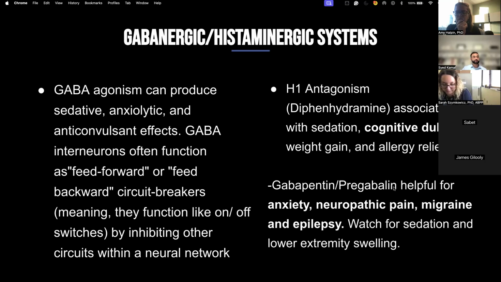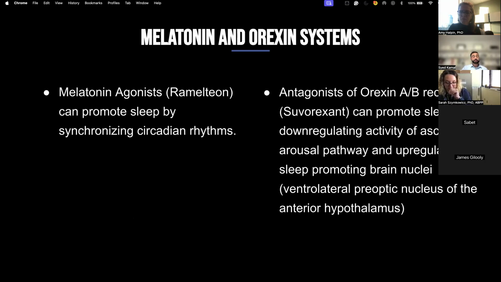Gabapentin, pregabalin, like we talked about, very helpful for anxiety, neuropathic pain, migraine, epilepsy. Our patients with AD are at higher risk of seizure disorder, so we want to be careful about that. And then melatonin agonists are another safe option, so either over-the-counter melatonin or Ramelteon, or antagonists of this orexin, which basically maintains alertness.